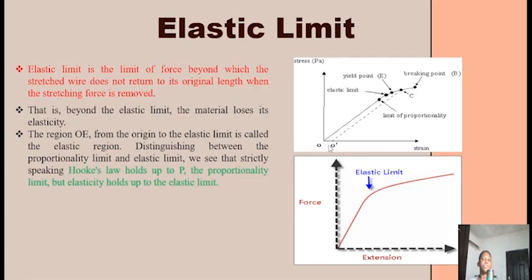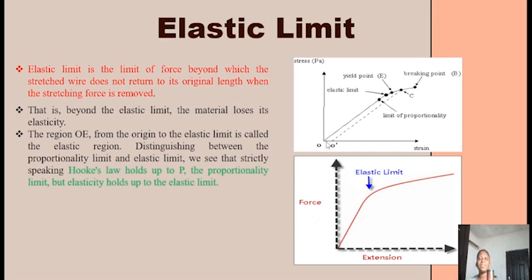So let's proceed. Elastic limit, as I've explained previously, is a point whereby you start giving warning that once you exceed this point, something else is going to happen. Elastic limit is the limit of force beyond which the stretched wire does not return to its original length when the stretching force is removed. That's the point. Elastic limit is the limit of force beyond which the stretched wire does not return to its original length.